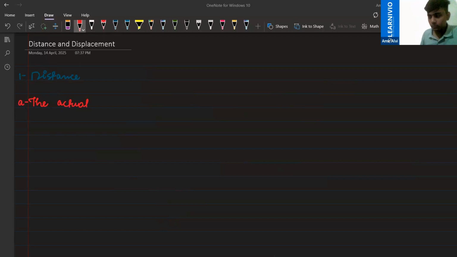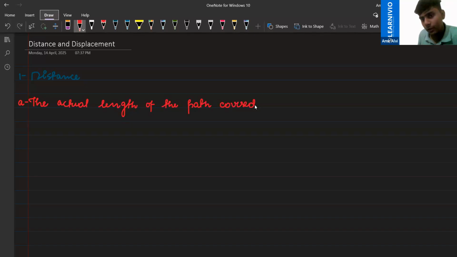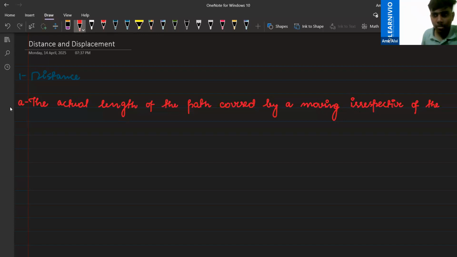Actual path covered by a moving body with respect of the direction.